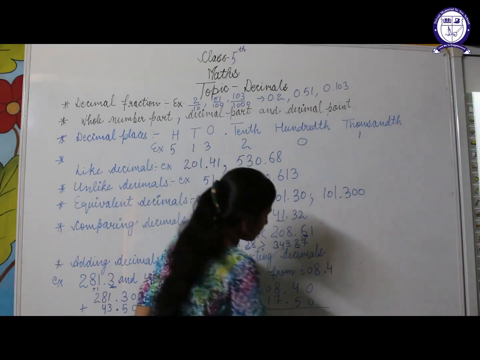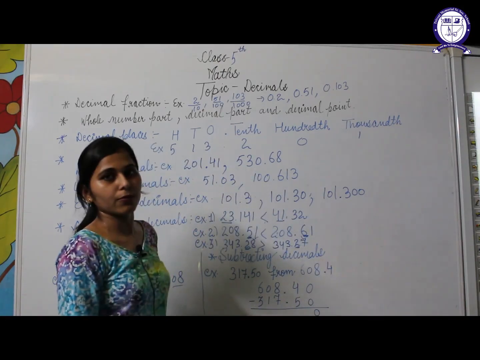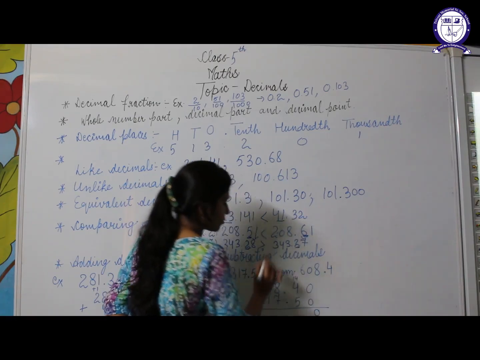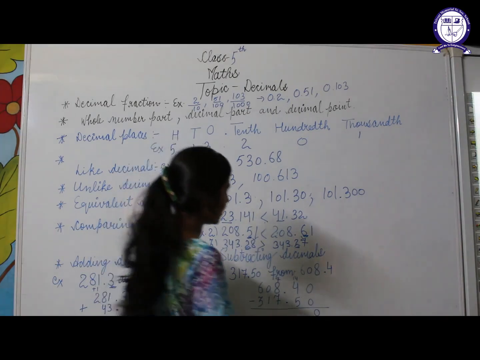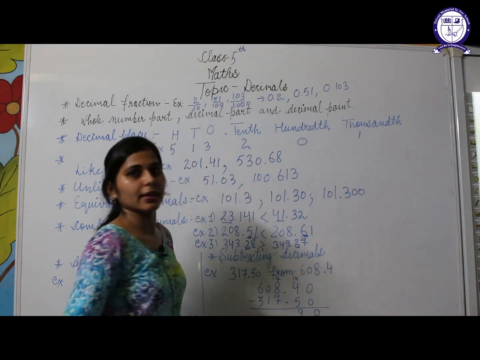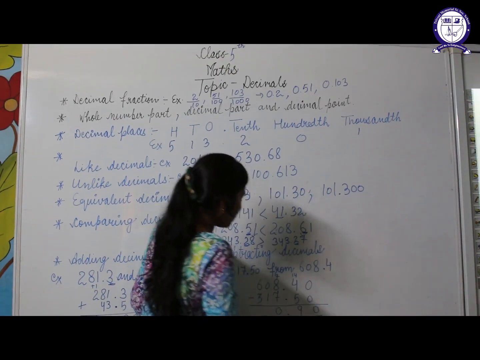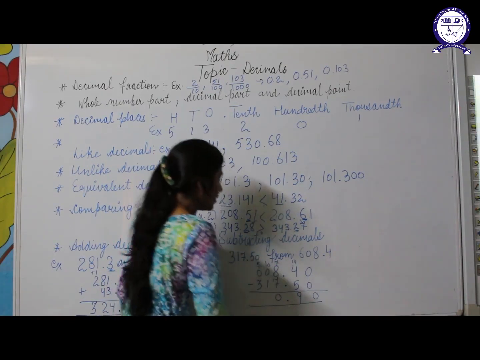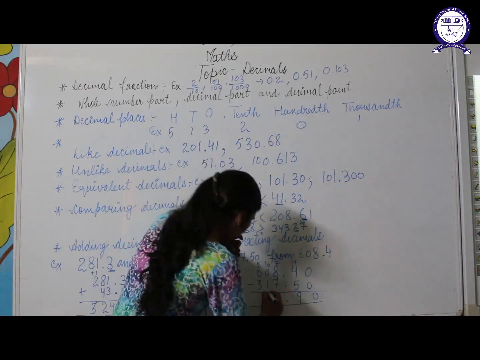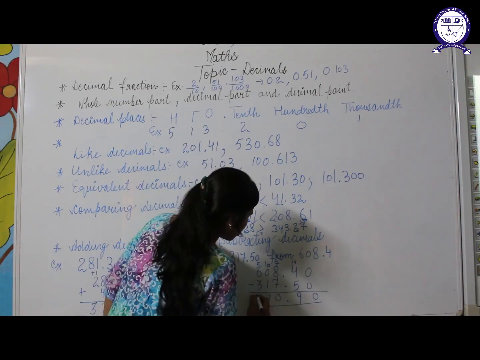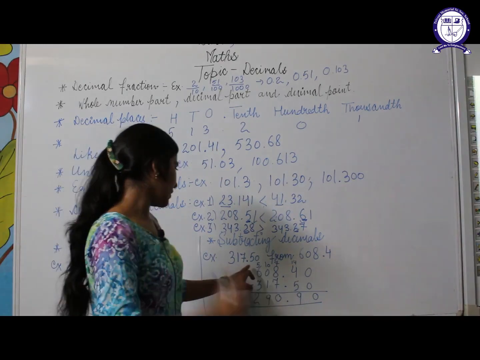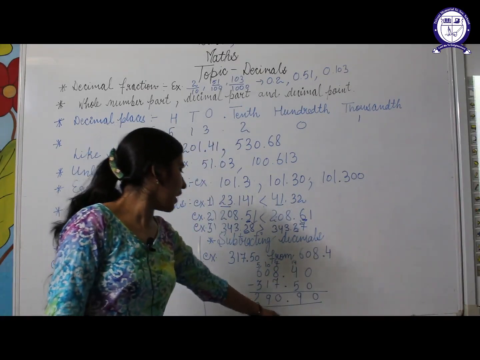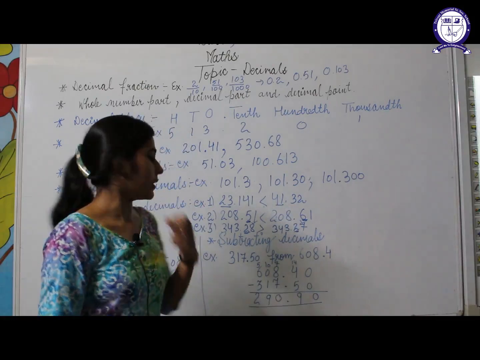0 minus 0, students, 0. As you all know, we cannot subtract 5 from 4. So what will we do? We will take a carry and it will become 14, and here it will become 7, students. So 14 minus 5 gives us 9, and 7 minus 7 is 0. In the next place, we cannot subtract 1 from 0. So what will we do? We will take a carry and it will become 5. So 10 minus 1, students, 9. And 5 minus 3 gives us 2. So after subtracting 317.50 from 608.4, we get 290.90 as our answer, students.